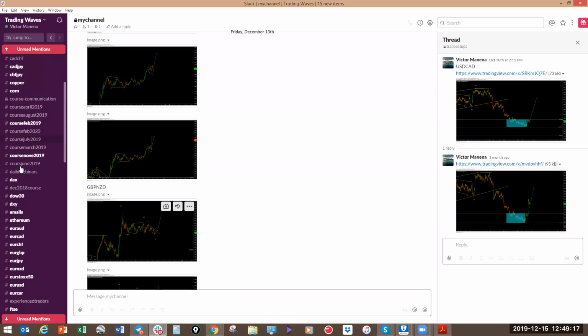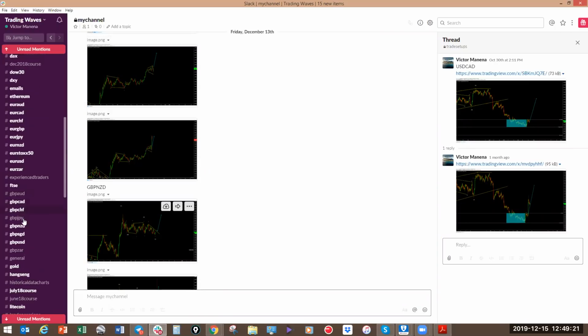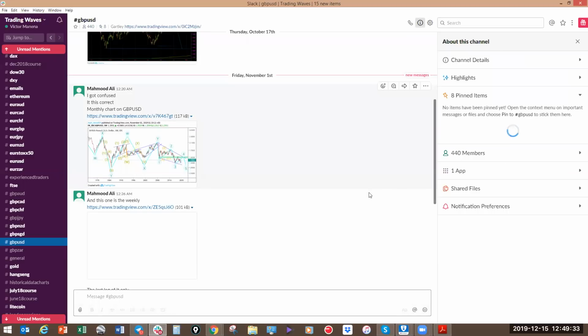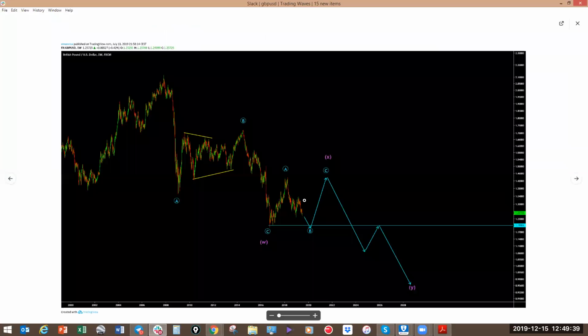So let's go look at pound US dollar. I'm going to wrap up now and start with the market analysis, but this is very crucial for you to understand in this webinar and what we look at when you look at the wave theory. Okay, so let's look at pound US dollar. This is pound US dollar. I'm going to look at one of the pinned charts. I hope it is still there. So let's have a look at the pinned charts. There we go. You look at this chart.